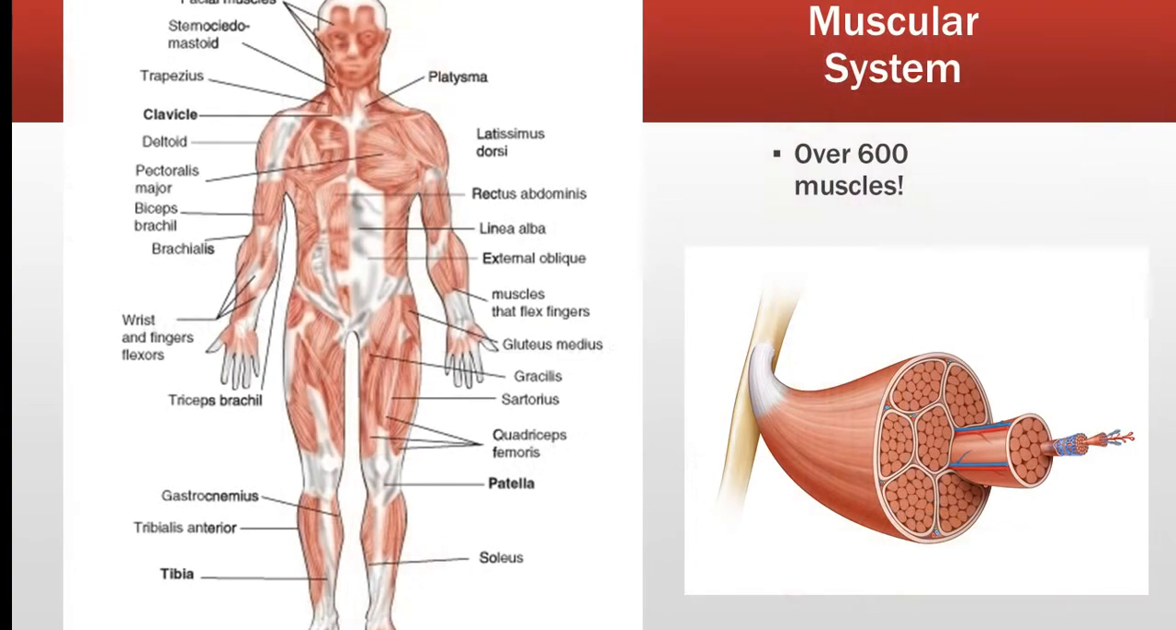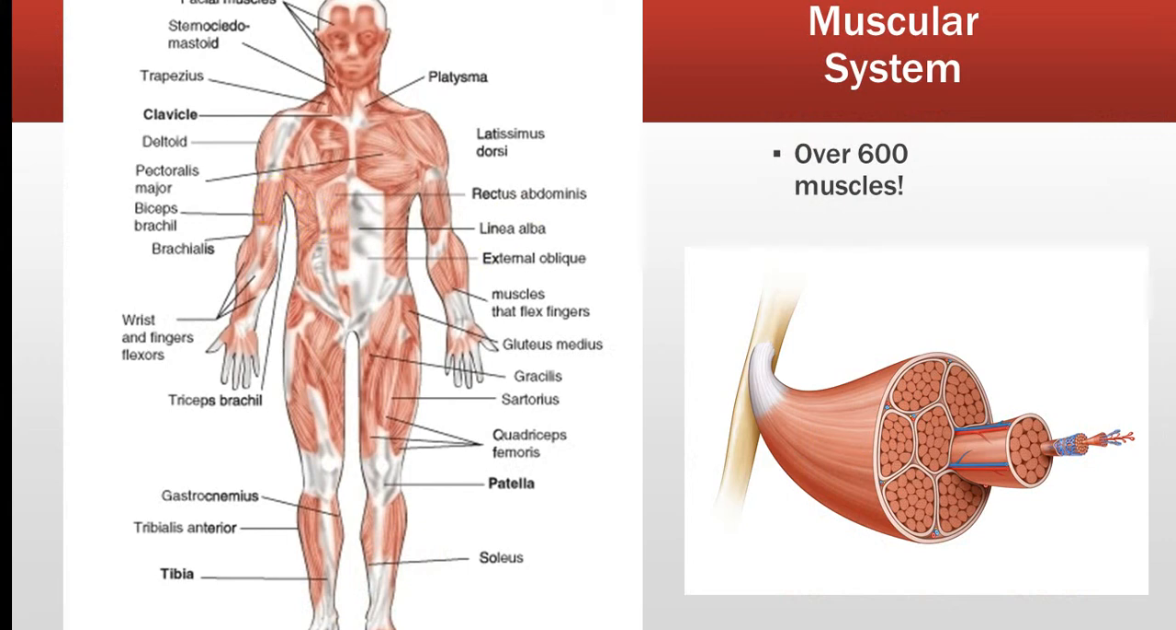Our muscular system. We have lots and lots of muscles. If you go into med school, you're going to need to know the names of the muscles. There's over 600 of them. Yikes, right? You know some of them already. You know your biceps, right, in your arm, but it turns out there are biceps elsewhere, okay?